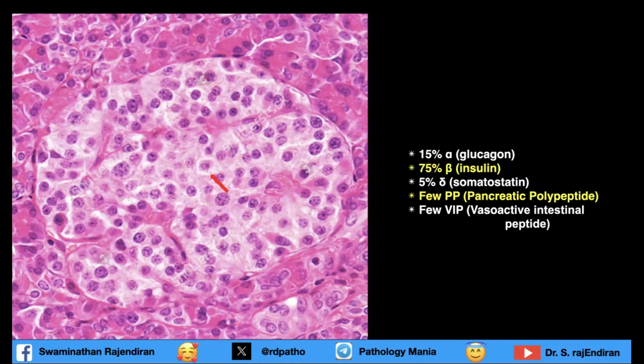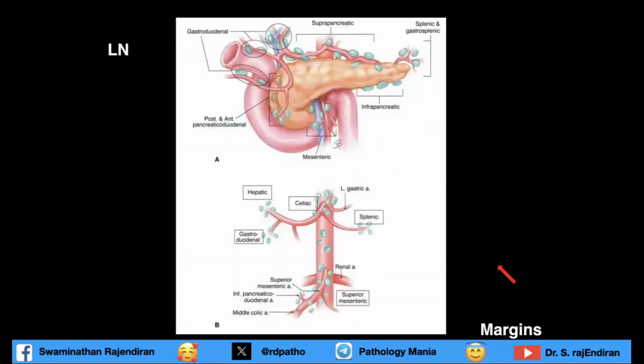This is one of the features of neuroendocrine tumor, and some of these cells may look like plasmacytoid. So those two are features of neuroendocrine cell. And these islet cells can be alpha, beta, delta, PP, or vasoactive intestinal peptide secreting cells. 75% are beta cells that secrete insulin. You all know alpha secretes glucagon, delta is somatostatin, and pancreatic polypeptide cells and vasoactive intestinal peptide cells. These are all the functioning components of the islet cells of the pancreas.